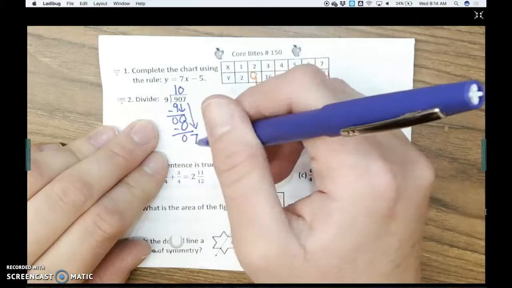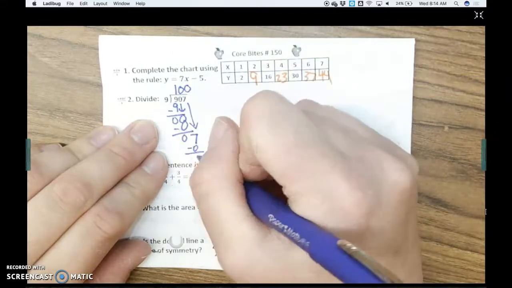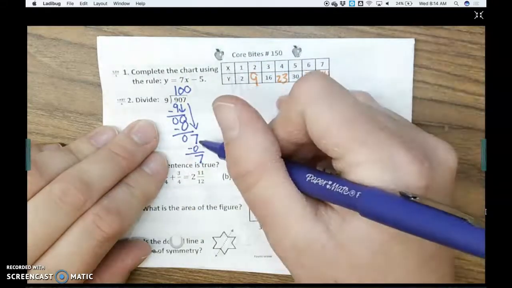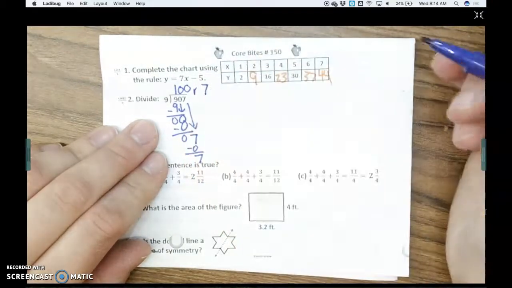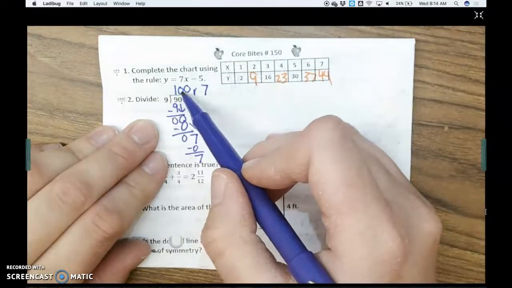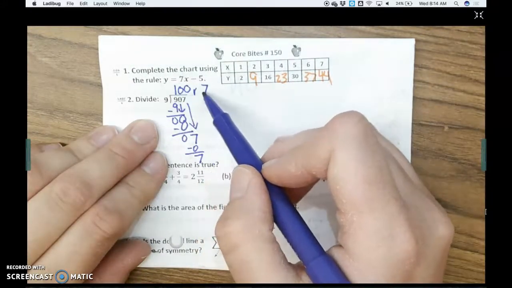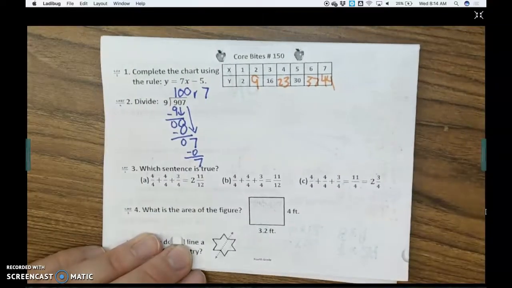9 cannot go into 7, so it would be 9 times 0. 9 times 0 is 0. You're going to have 7 left over because 7 minus 0 is 7. So that's going to be your remainder. So the way you can check it is if you multiply 9 times 100 gives you 900 plus your remainder of 7 gives you 907, which is what you started with. So that's how you know that your answer is correct.